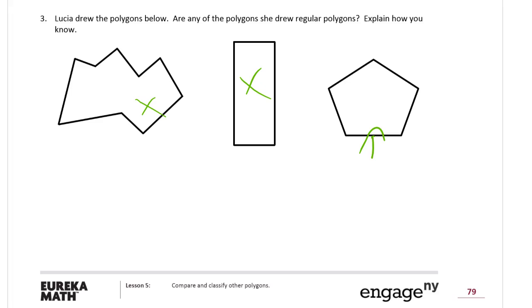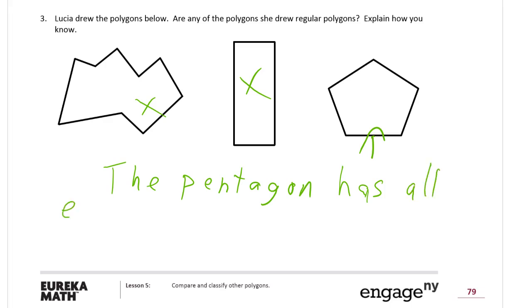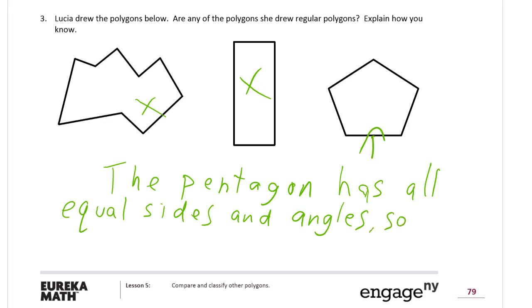So I will say, and this is the only pentagon, right? So the pentagon has all equal sides and angles. So it is a regular polygon.